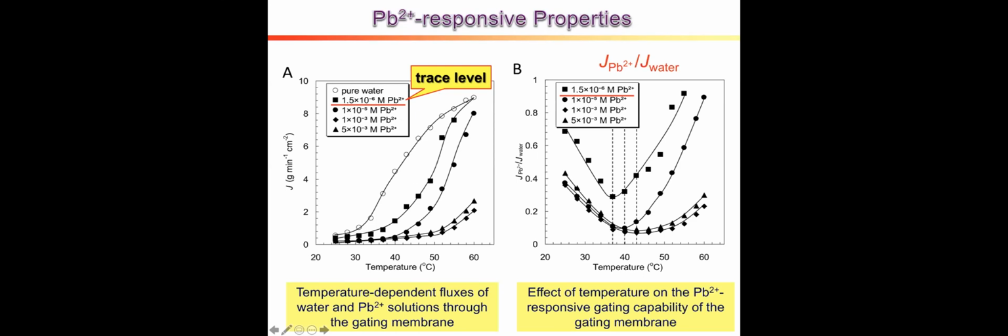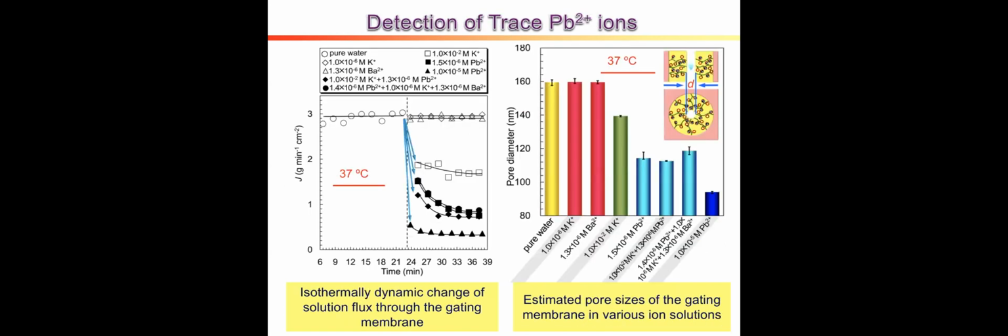The value of the gating coefficient reaches its smallest at this concentration or this temperature, which can be considered as the operating temperature for detecting the lead ions. So we just tested the effect of this membrane. The gating membrane can be used to detect the lead ions by the flux decrease.